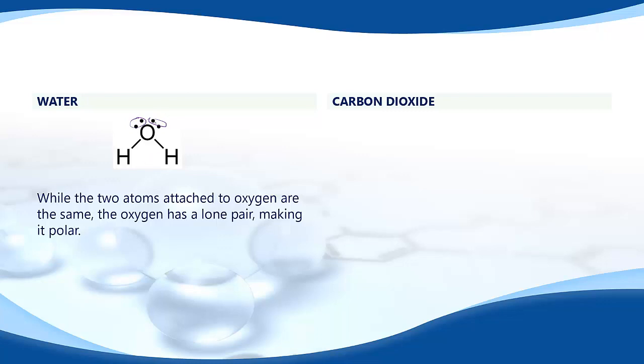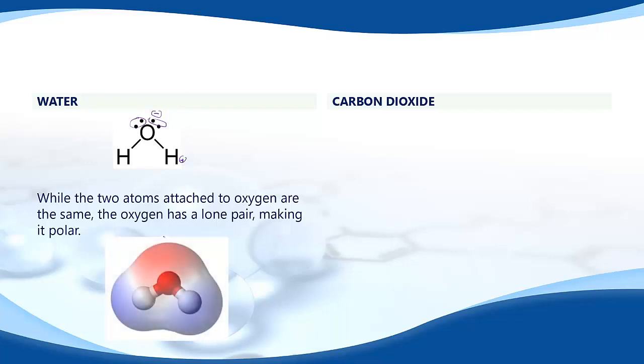So these lone pairs are going to be overall negatively charged. The hydrogens are going to be positively charged, right? So what we wind up having with water is we have a negative charge on top and a positive charge on bottom where the two hydrogens are. Again, one side plus, one side minus.